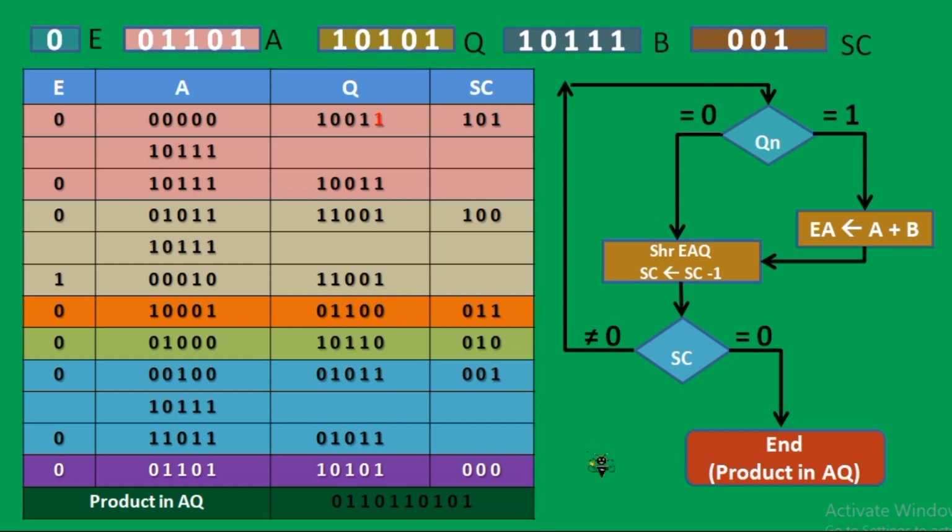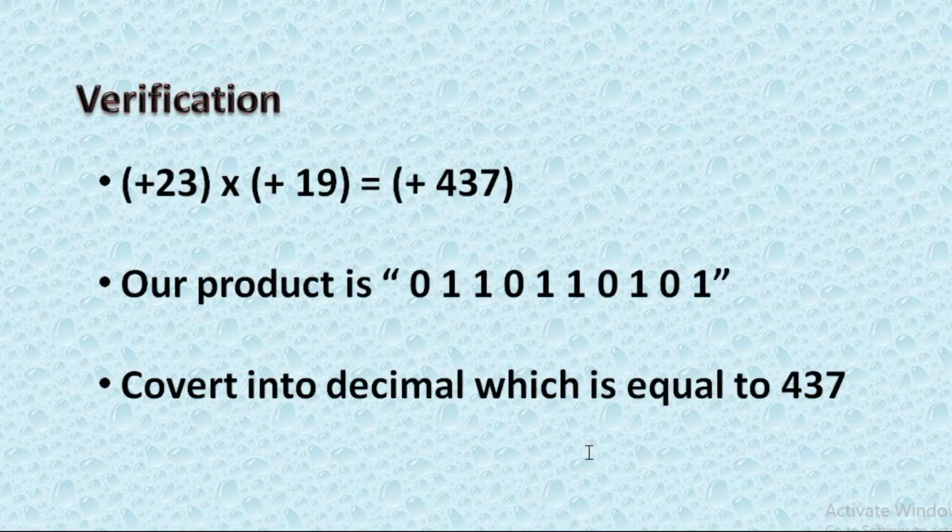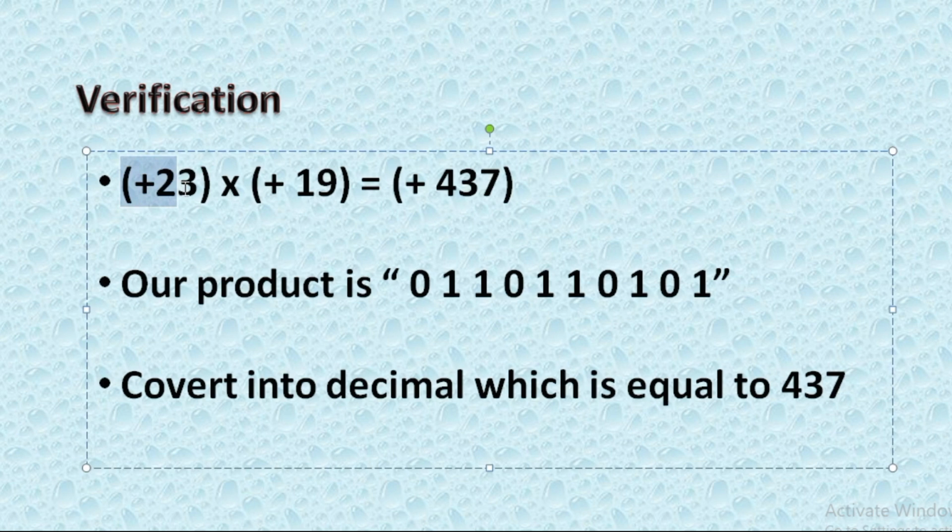So you need to verify. How to verify here? Plus 23 into plus 19. What is the result? Plus 437. The product is 0110110101. After converting this into decimal, you will get 437.